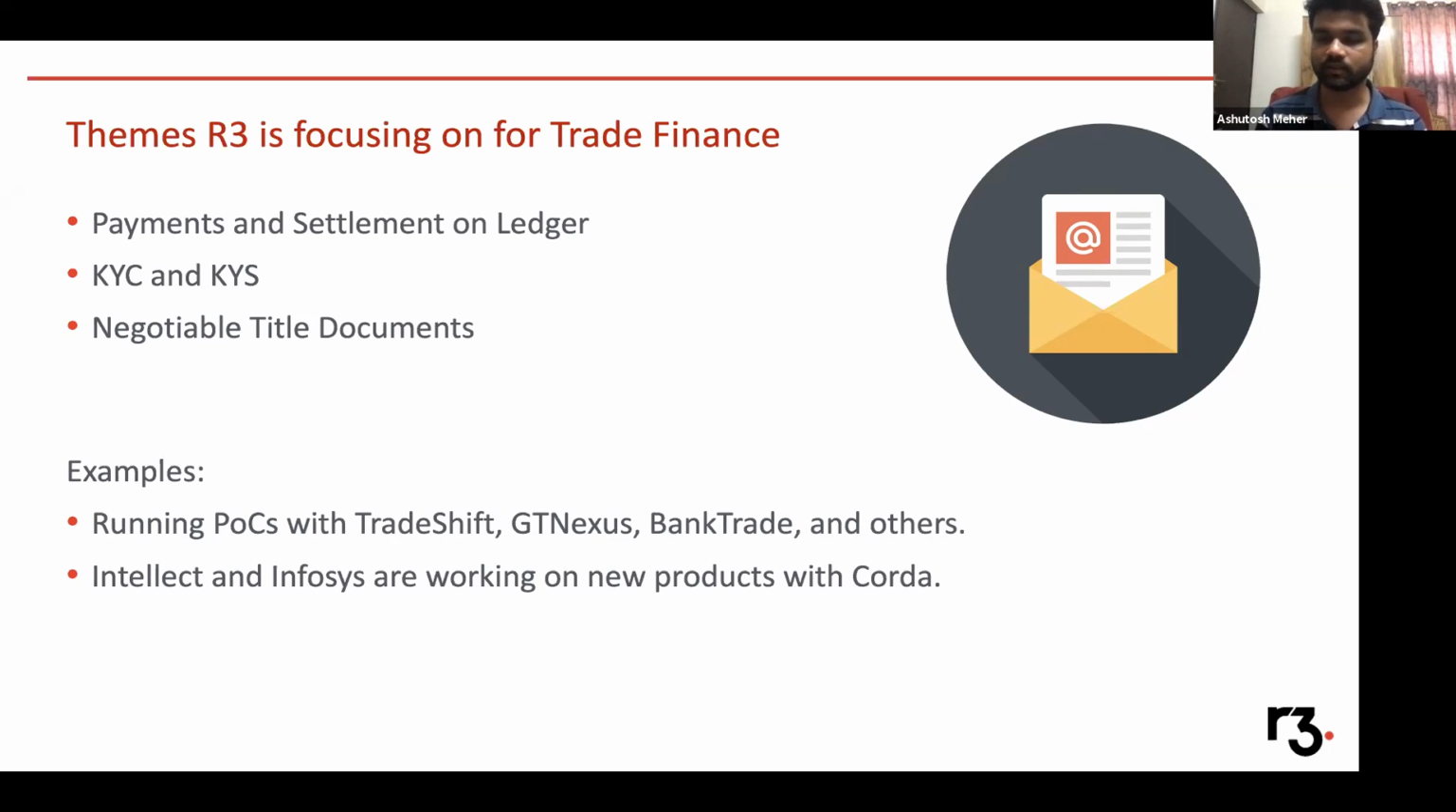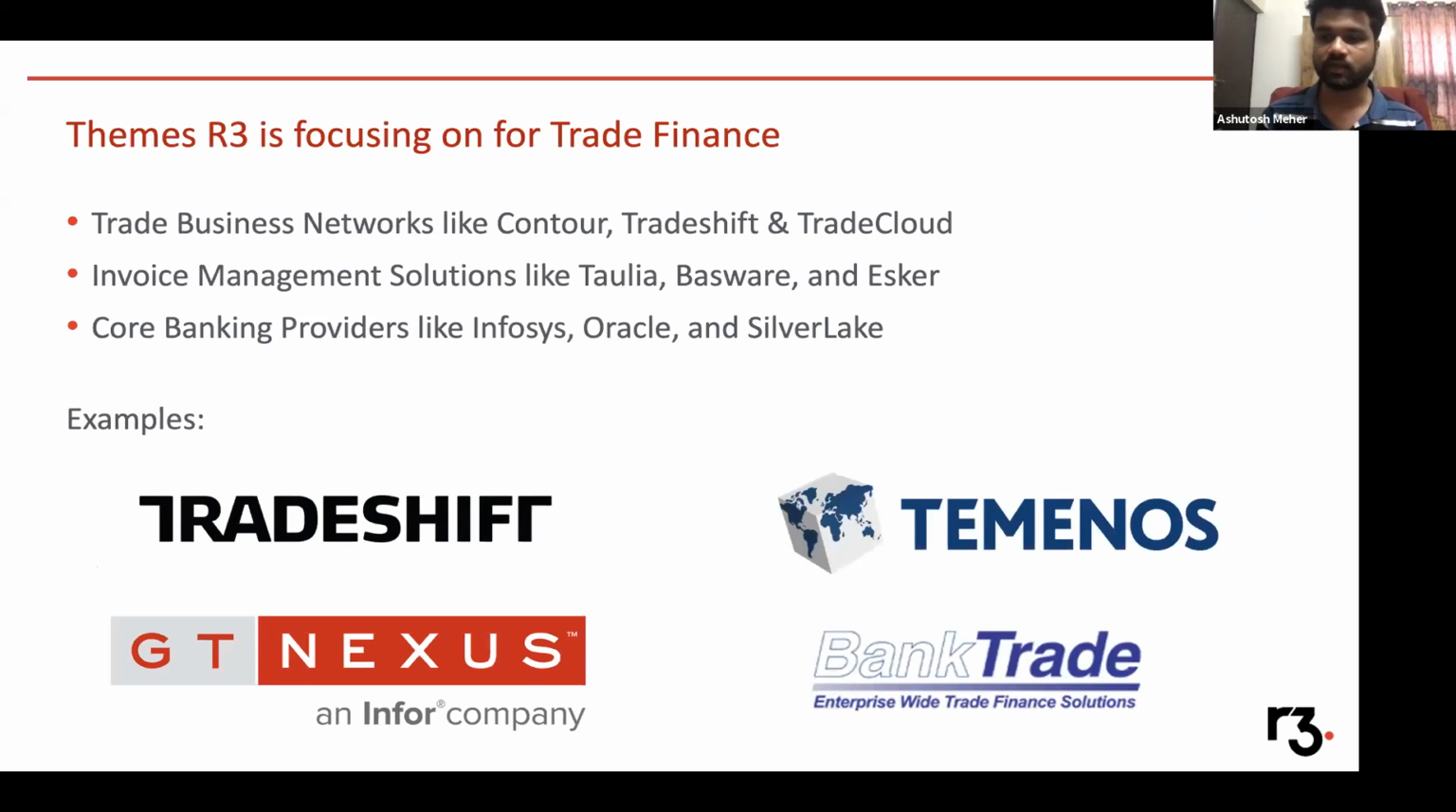A few of the examples worth mentioning: a lot of different companies are running different POCs on Corda. A few of the notable ones are TradeSwift, GT Nexus, Bank Trade, and a lot of others. And then we also have some companies building products on Corda, such as Intellect and Infosys. They are already trying to integrate Corda onto their blockchain, and a lot of them have been successful till now. All right, a few more examples. There are some trade finance networks as well which have been successful, like Contour, which is a live network of trade finance, exactly the same use case that we're talking about today.